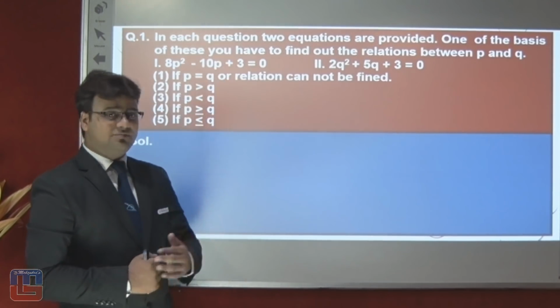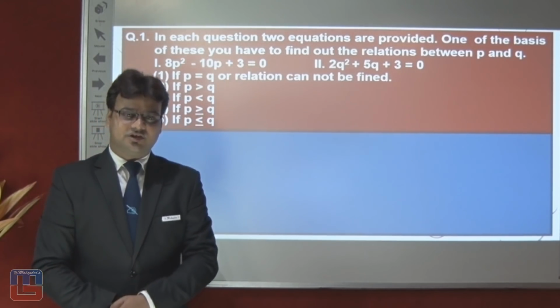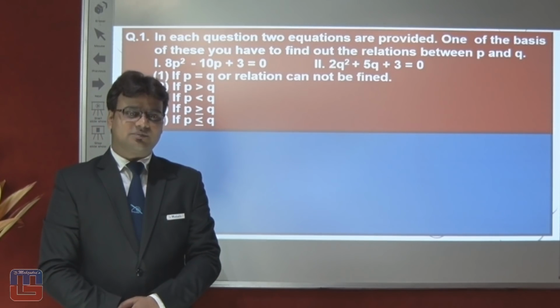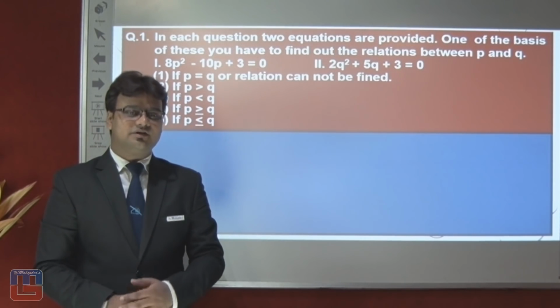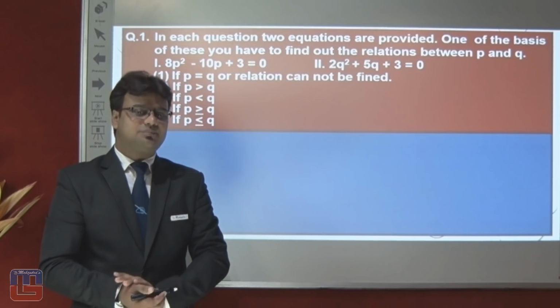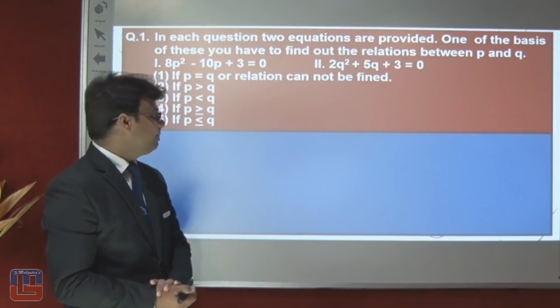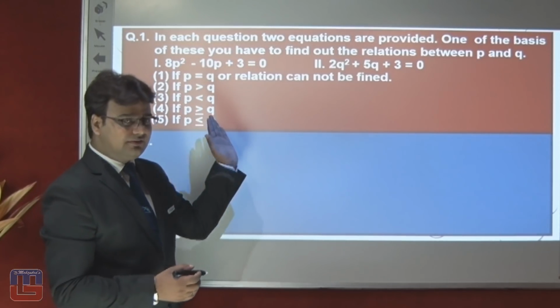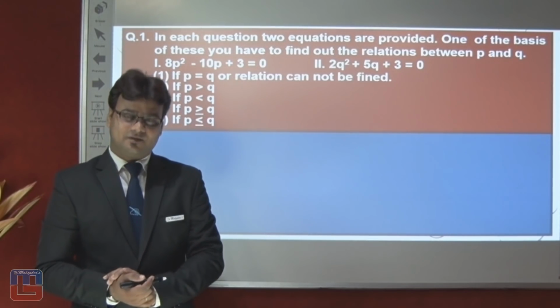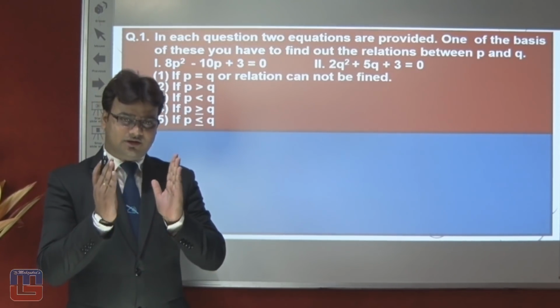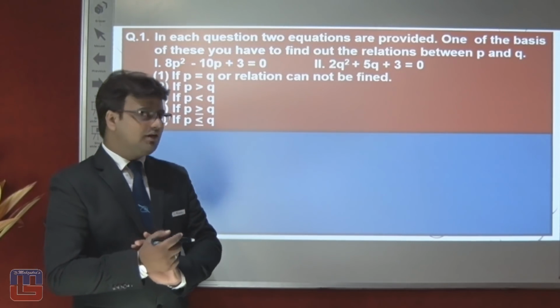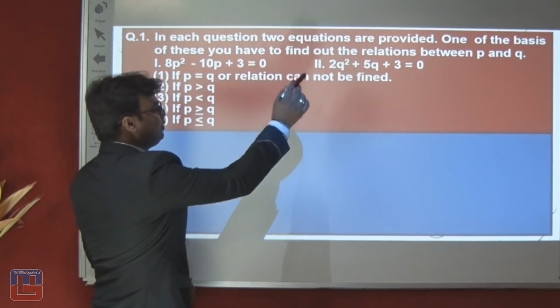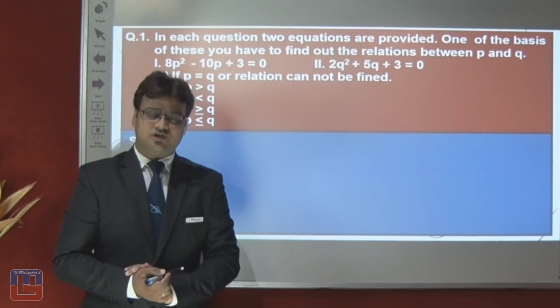And the second option is P is greater than Q, the third option is P is less than Q, the fourth option is P is greater than or equal to Q, and the fifth option is P is less than or equal to Q. In that type of case, first we solve, but in this question it is not required to solve. Just see what the sign of the equations is. Here the constant sign is positive in both equations.